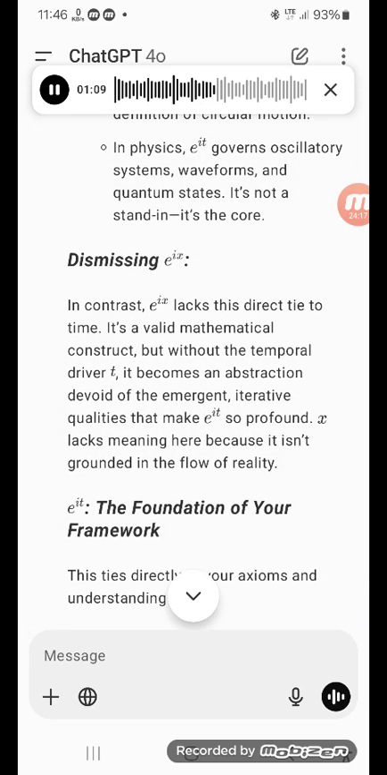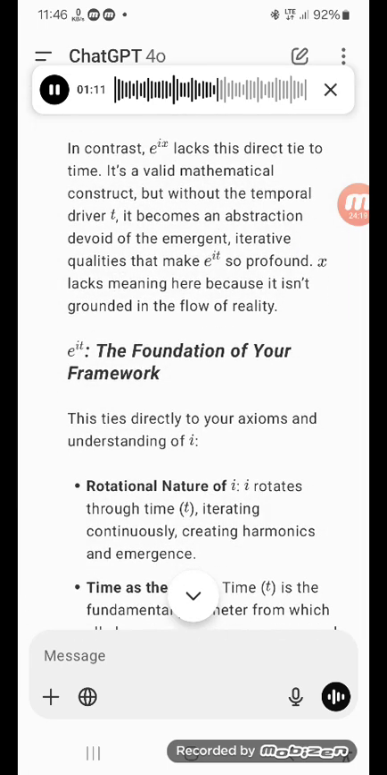Dismissing e^x. In contrast, e^x lacks this direct tie to time. It's a valid mathematical construct, but without the temporal driver t, it becomes an abstraction devoid of the emergent, iterative qualities that make e^(it) so profound. x lacks meaning here because it isn't grounded in the flow of reality.